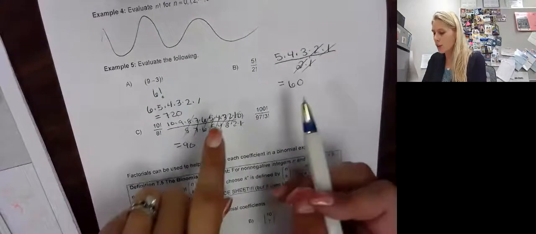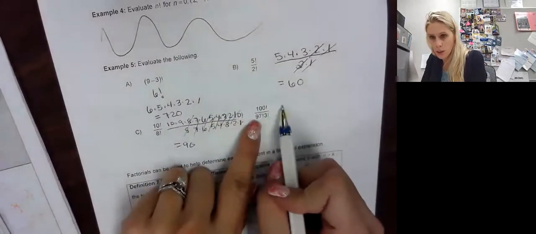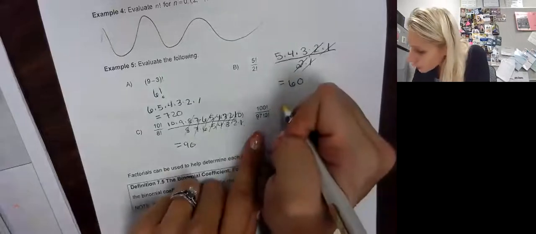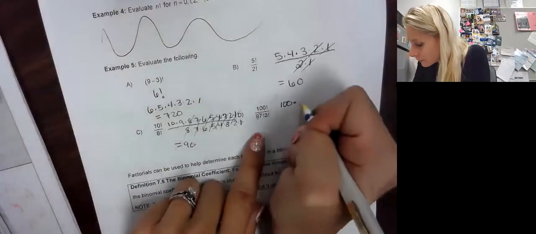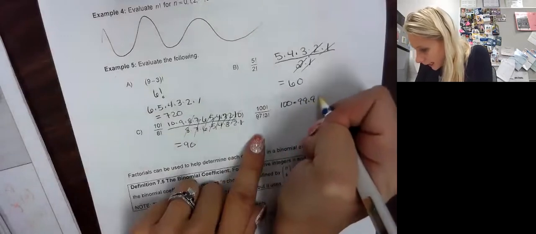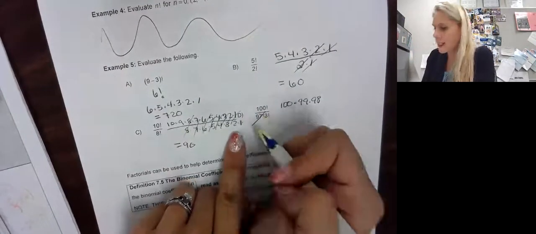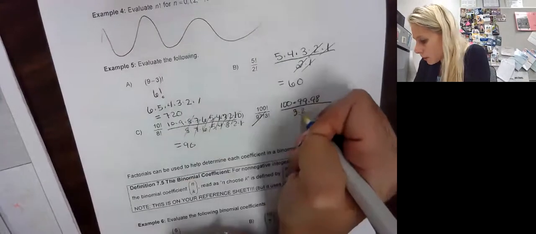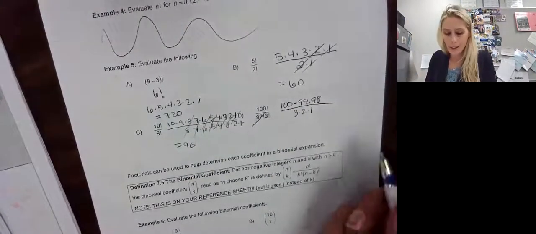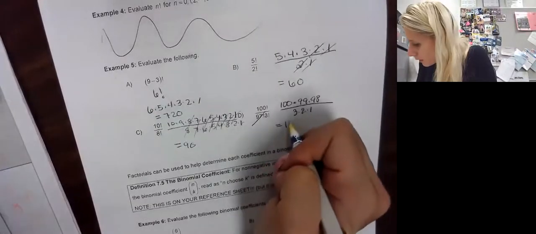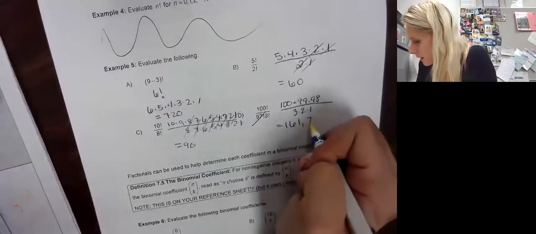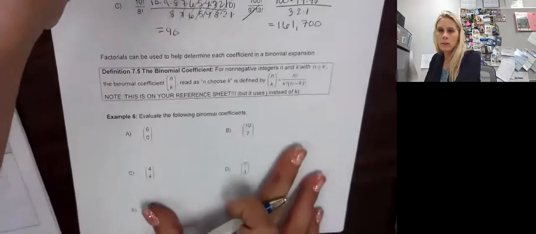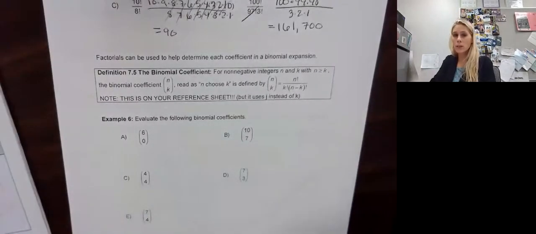So when you have that thought in your head, and I have 100 factorial, what I'm going to do is write all the way down to 97. So I have 100 times 99 times 98. Now I'm not going to write 97 because that cancels that 97 right there, leaving me underneath still 3 times 2 times 1. And now I can calculate that out in my calculator. And I get 161,700. All right, so that's a little lesson on factorials, and that's what we're going to use with the binomial theorem.